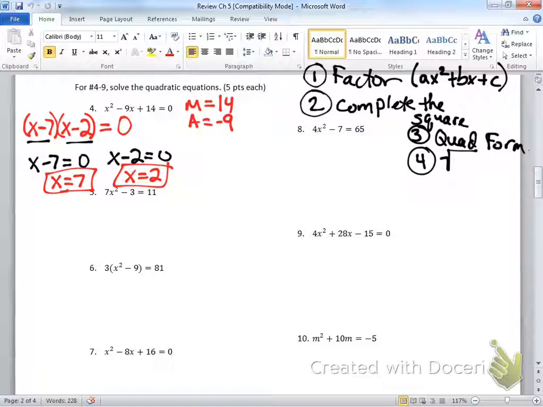All right. Number 5. What did you guys do? Subtract 11 from both sides. I tried to put it to 0. I did MA. I add 3. I did MA. Okay. So I would not use MA on this one because we don't have an x term, only an x squared term.